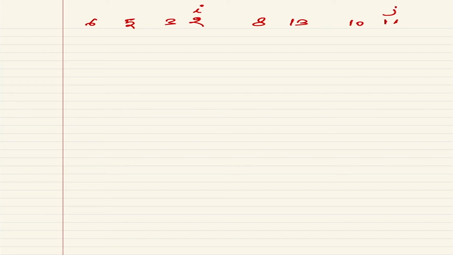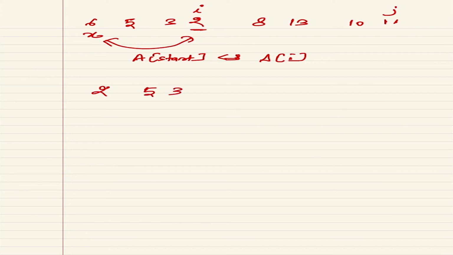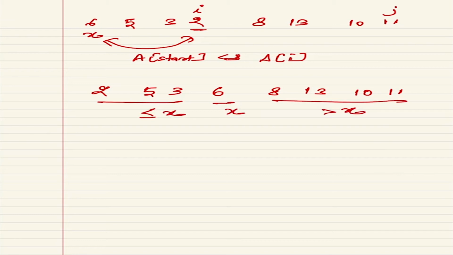But now, is this the final output that you need at this point? Remember, you want to keep x in its proper sorted position. And where should that be? That should be the i-th index. So what you do now, you will swap a[start] with a[i]. So you swap these two. So your final array becomes 2, 5, 3, 6, 8, 13, 10, 11. And as you can see, these values are less than or equal to x, this is x, and these are greater than x. And that is the result of the partition algorithm.